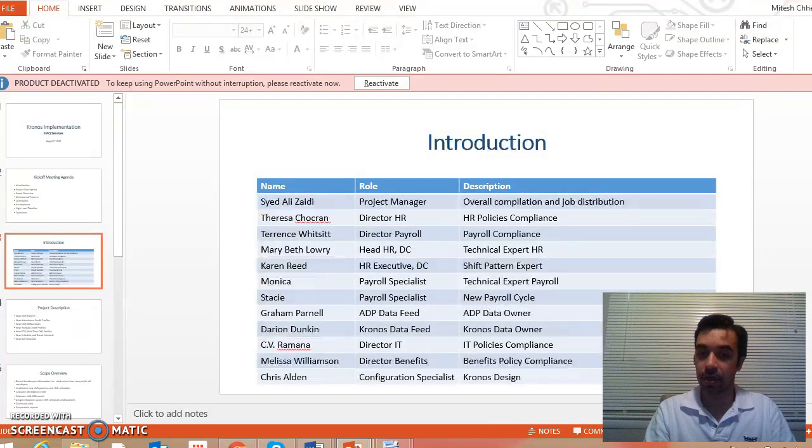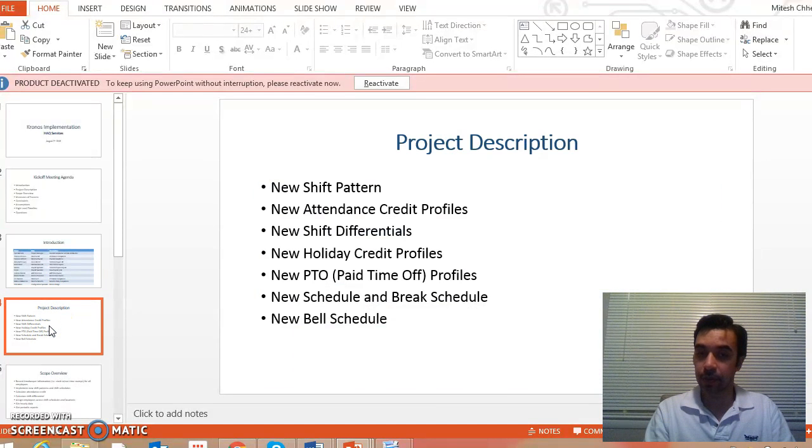Melissa Williamson is the director of benefits. She's going to be providing us guidance from a benefits perspective and making sure that all of our work is in compliance with benefits policies. Chris Alden is going to be our contractor. He's going to be working on Kronos configuration. So that's about the introduction. If there are any questions, we're going to keep them towards the end of the presentation.